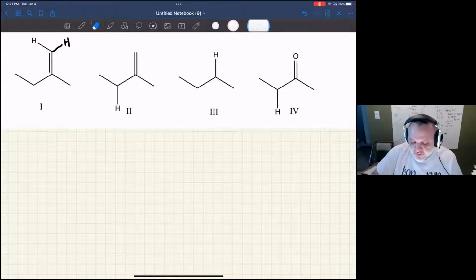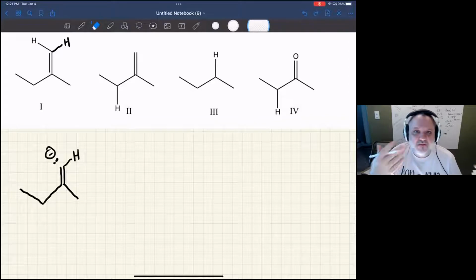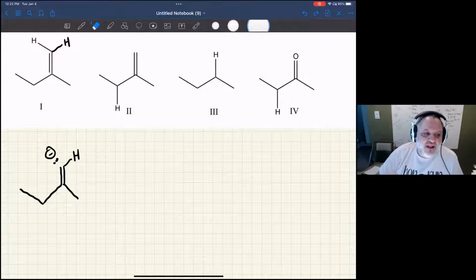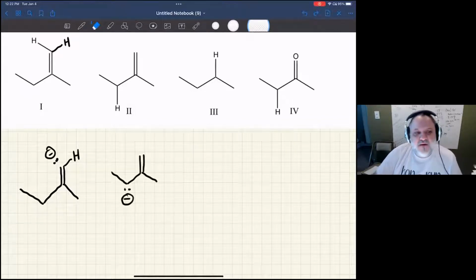So we have to draw the conjugate bases. We have to draw the species that would result when the species behaves as an acid, so when this proton is donated. For 1, it's like this. One of the protons at the vinylic position is donated, and that means I have a vinylic anion. For 2, I have a carbanion.